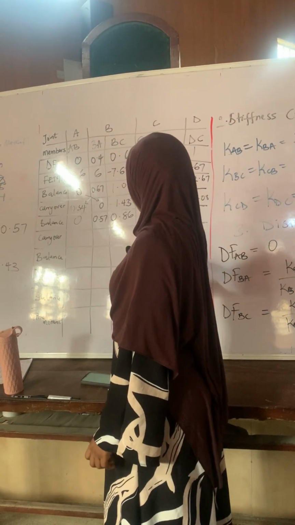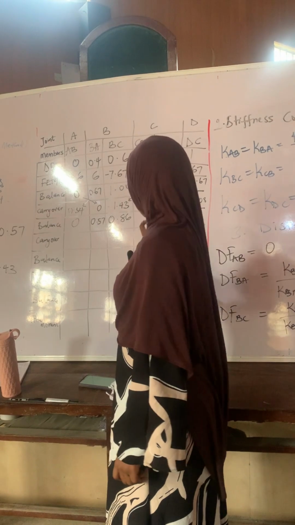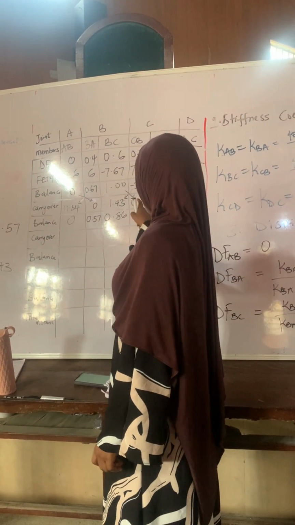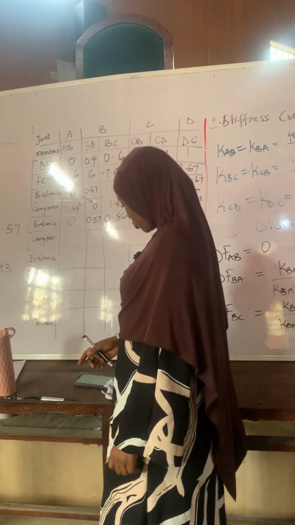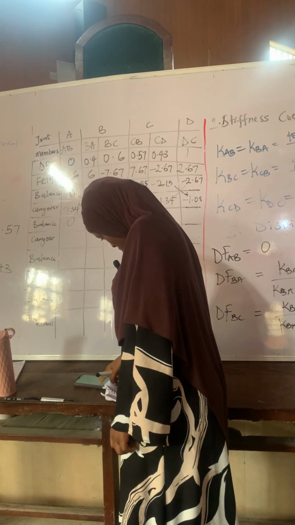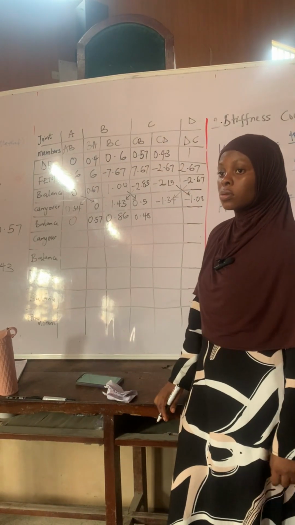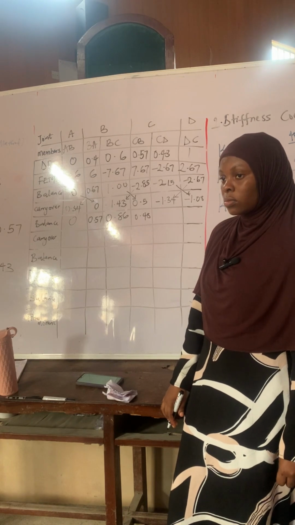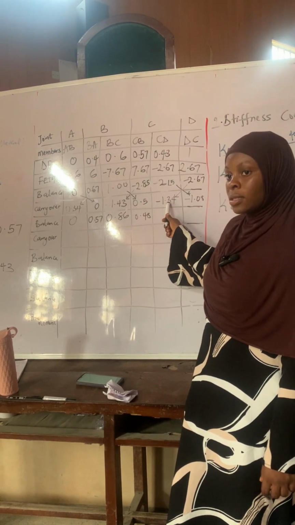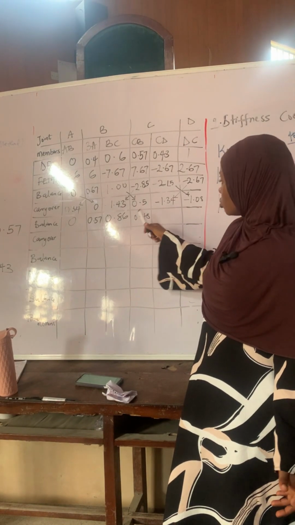0.48, right? Positive or negative? 0.48. So do the same thing, multiply by 0.43. This, this, negative. So it's going to be positive.